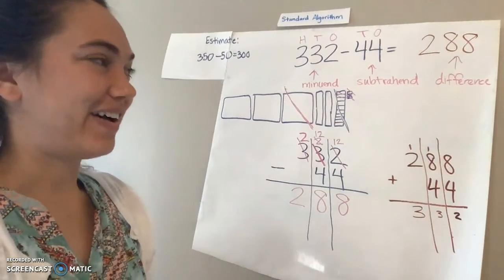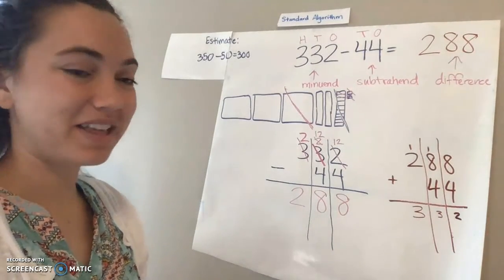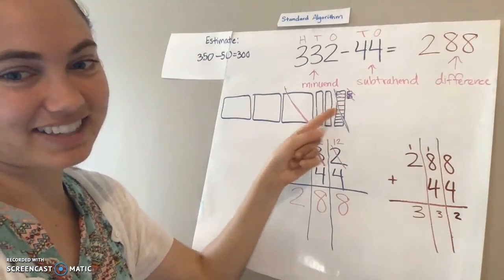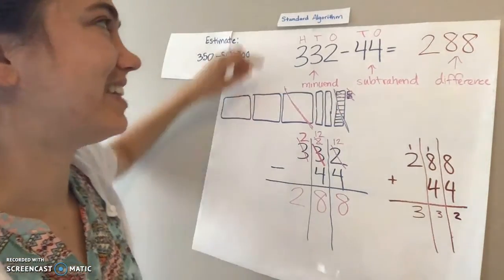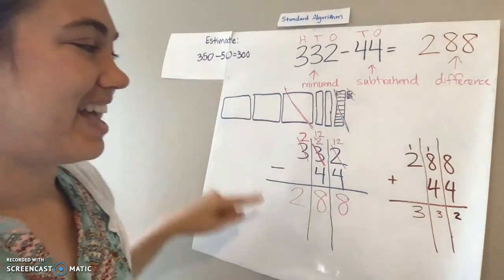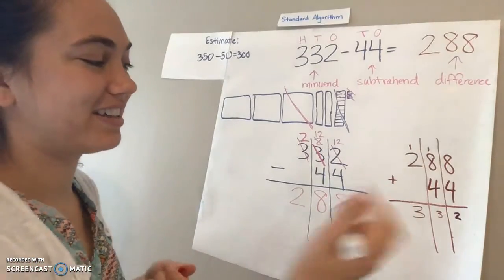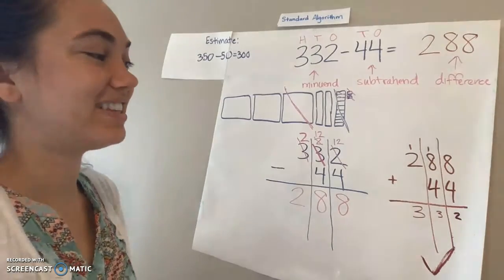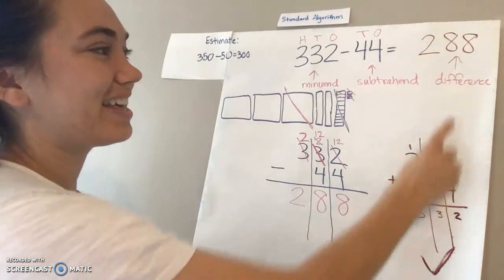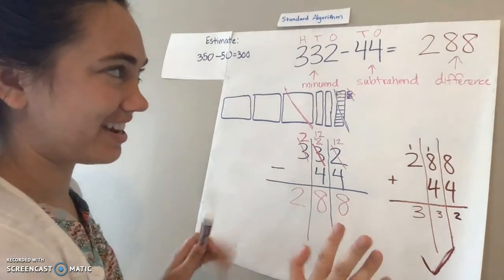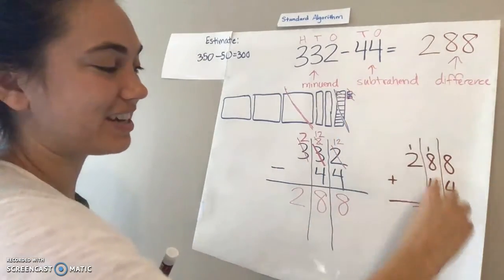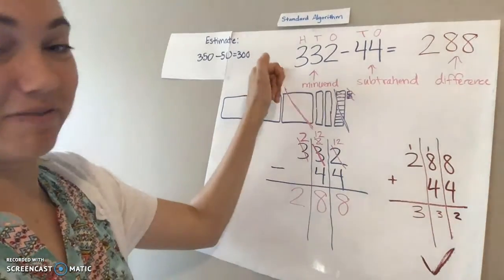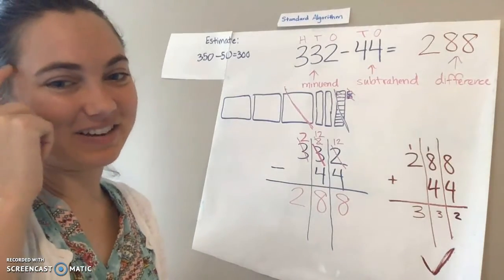Good. Okay, so excellent job learning a strategy. Well, 2 strategies if you count the base 10 blocks. And then we learned a strategy that's called the standard algorithm. And then finally, we checked our work. And we found that yes, when we add our difference to check it to the part that we took away, we had the number that we started out with. That's a good pattern to know.